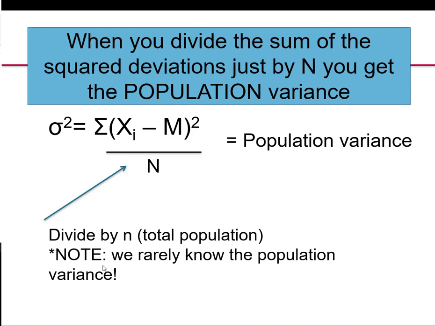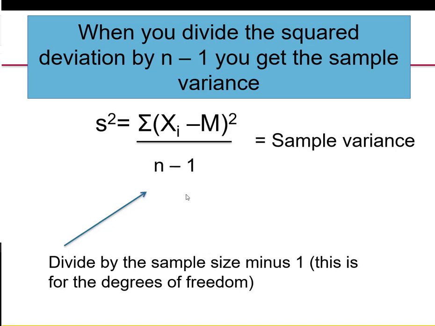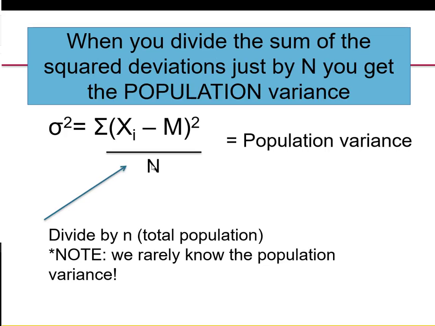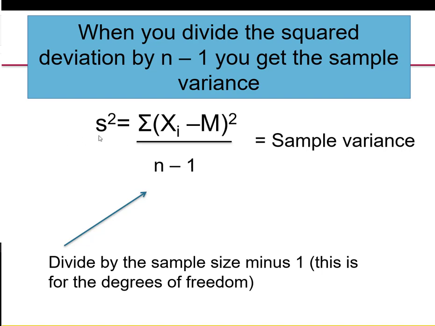But here's a little caveat. We rarely know the population variance. We estimate it by using samples. So we do the exact same thing, but notice I've switched my sigma squared to an S squared. This is the sum of the squared deviations from the mean, and I divide by n minus 1, and that makes it a sample variance. We divide by the sample size minus 1, which is the degrees of freedom.